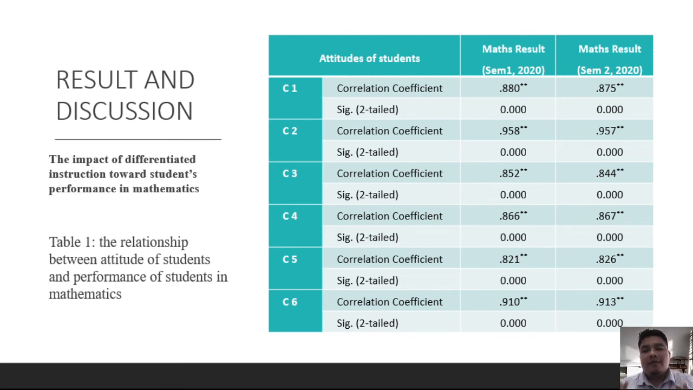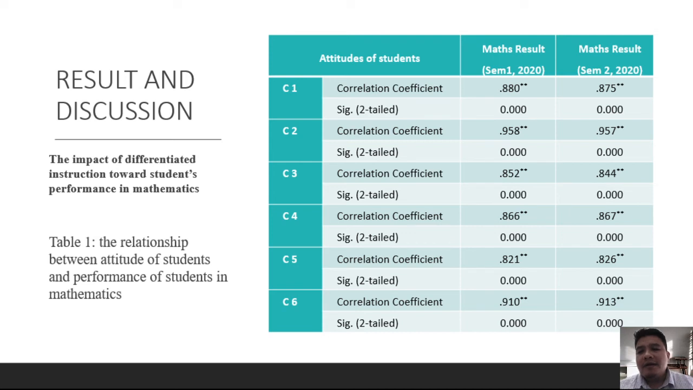So we organized two examinations to measure this kind of objective. We want to study the impact of differentiated instruction toward student performance in mathematics. So we prepared exam 1 and exam 2 for semester 1 and semester 2. You can see here all of these are positive. We used the correlation method, so all of these are positive.